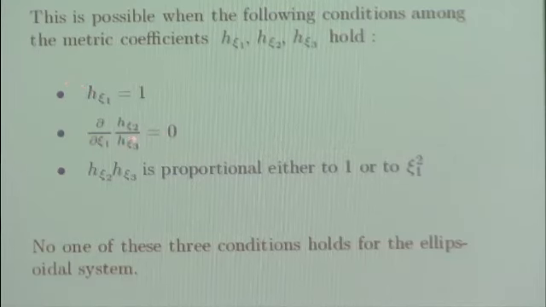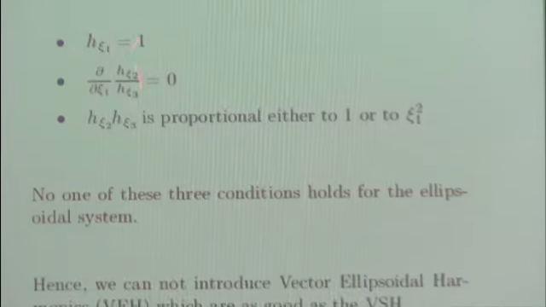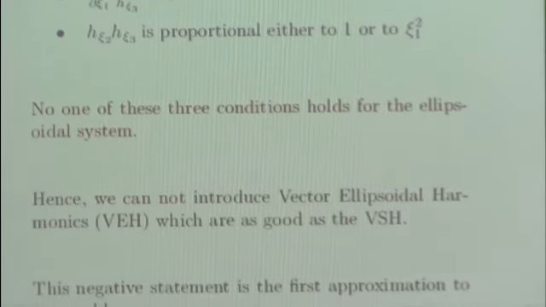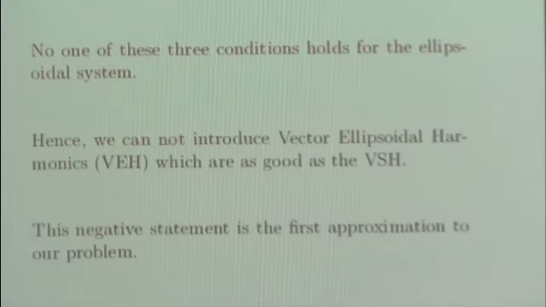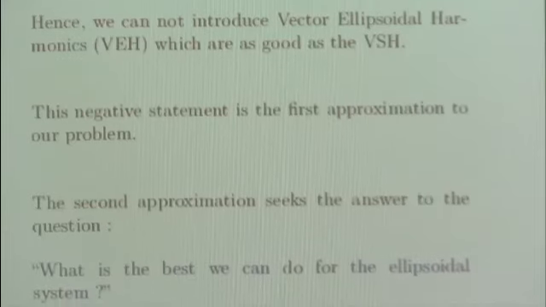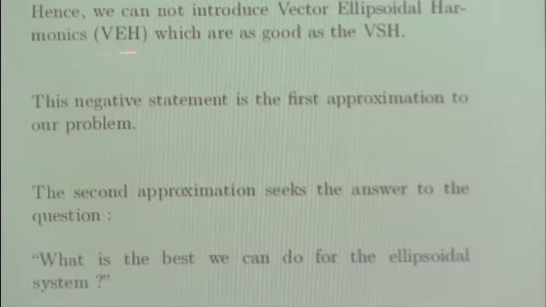Very demanding. The ratio of the other two has to be independent of the first one. And finally, the product of these two has to be either the first one squared or a constant, or 1. Very demanding. No one of these coefficients is anywhere near being satisfied for the ellipsoidal system. So that discourages everything.